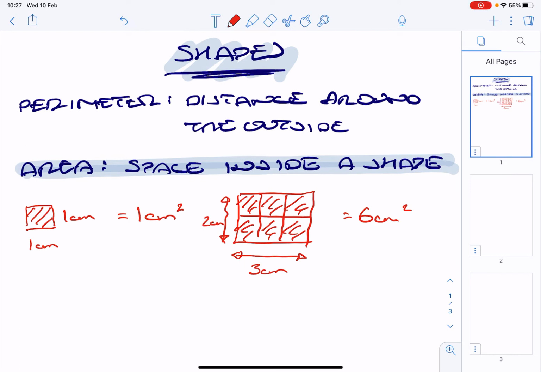Okay, we've got 2 of these squares in line, so we've got 2 centimeters there. And if we take the 3 and the 2 and we multiply them together, we would get our 6 centimeters squared. My point being, if we had a 500 centimeter squared shape, we wouldn't want to have to add up all those different squares within that shape. We'd want a quicker way of doing it. And this is where the formula comes in, okay?